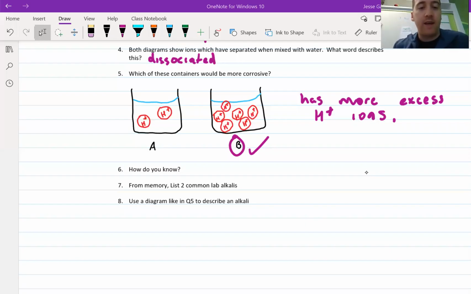Sorry about that. It says use a diagram like in question 5 to describe an alkali. So just like I've done up there, describe an alkali using a diagram like what's in question 5. Okay, so pause the video and do those questions now. Right, so it should only be playing if you've answered the questions.